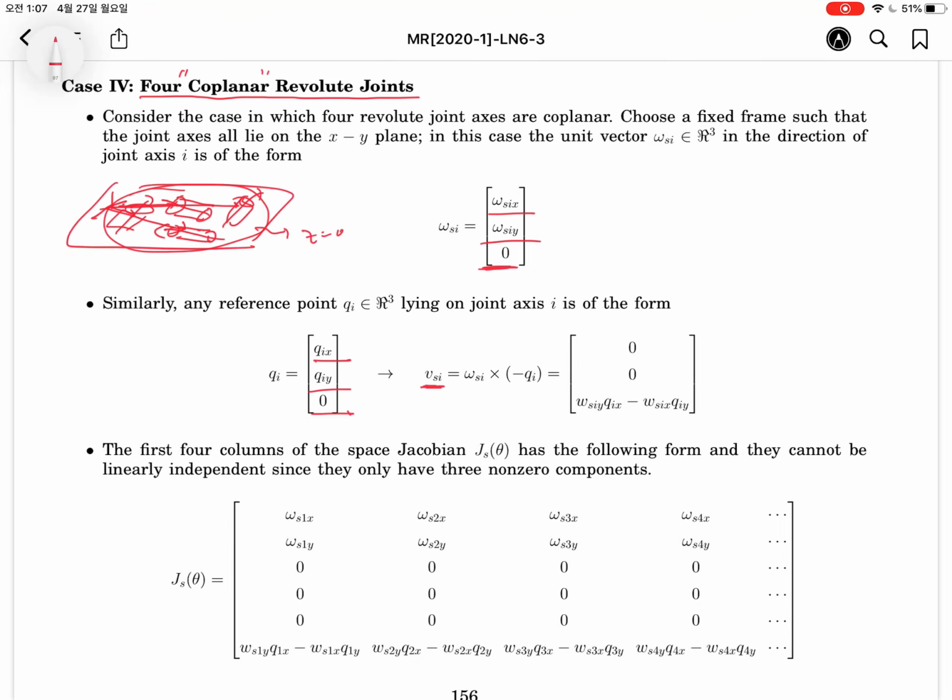Okay, in this case, the linear velocity is obtained from the cross product of omega and Q, so we have the last element only. Okay, let's collect J1, J2, J3, J4. Every column vector has three independent elements. So the fourth Jacobian column vector can be described using the first, second, and third ones as a linear combination. Is it right? So it loses rank. So in this case, singular.